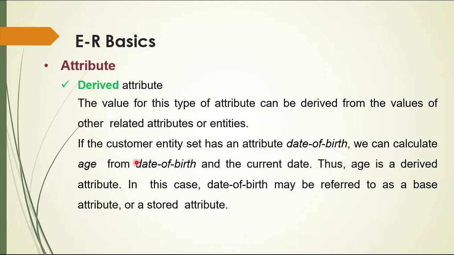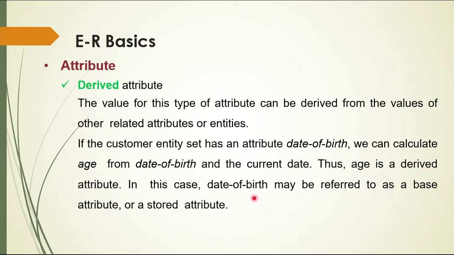Suppose customer is my entity, and I have an attribute date of birth. Now using date of birth and current value, I can find out the age of the customer. So we can calculate the age from date of birth and the current value. I have one attribute that is date of birth, and using current value and date of birth, I can find another attribute that is age. Clear? Thus age is a derived attribute.